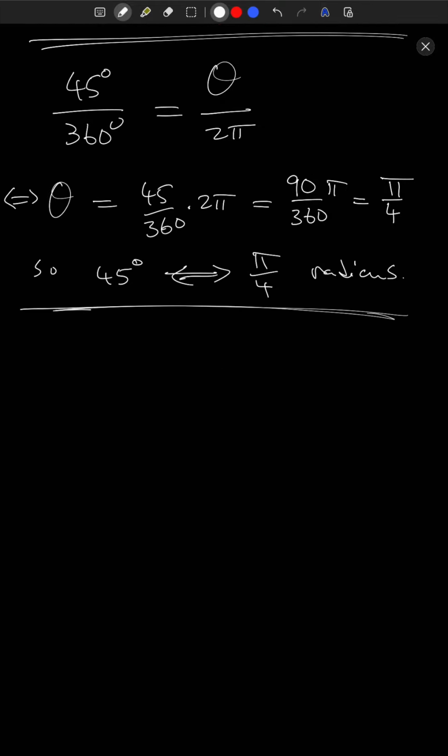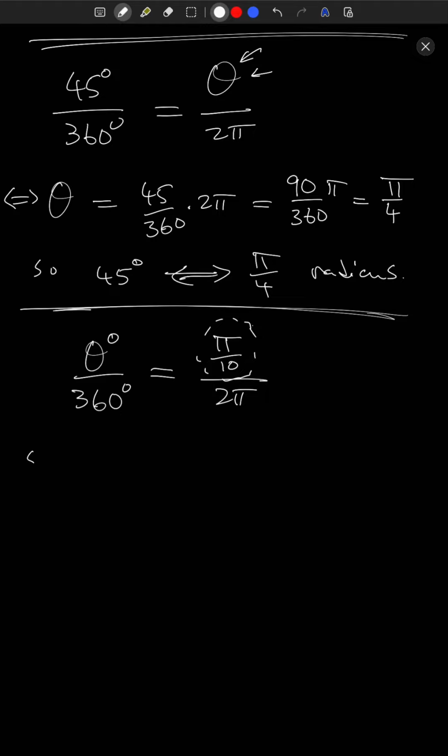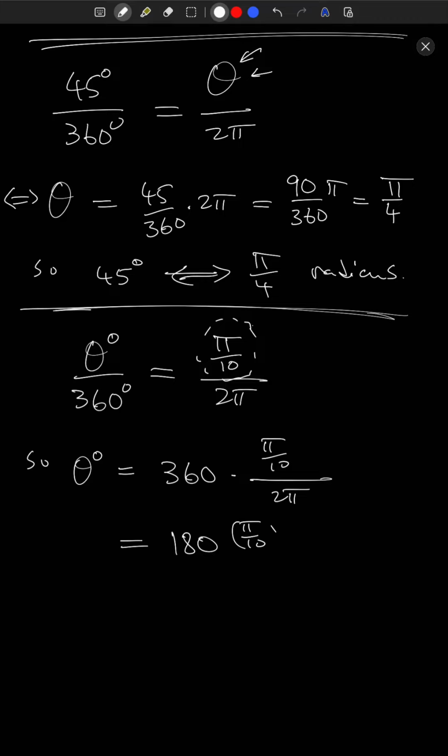And if you wanted to go the other way, if I had, let's say, pi over 10 radians, how many degrees would that be? I would stick in the pi over 10 radians right here, in for the theta radians, and solve for theta, for the degrees. So theta degrees is equal to 360 times pi over 10 over 2 pi. We can cancel the 2 and the 360, so 180 times pi over 10, over pi.